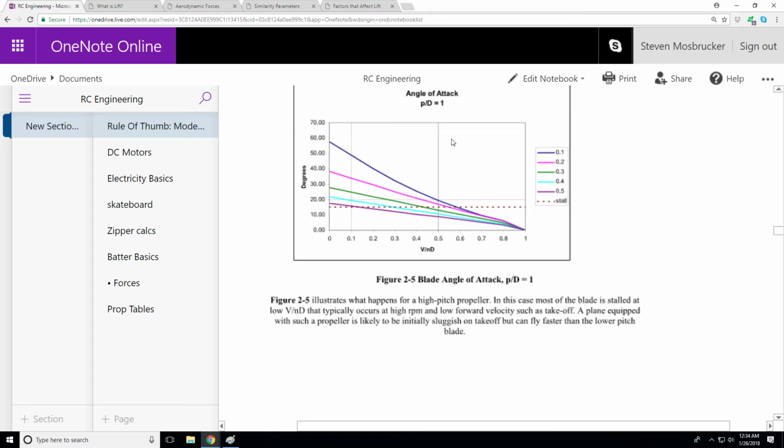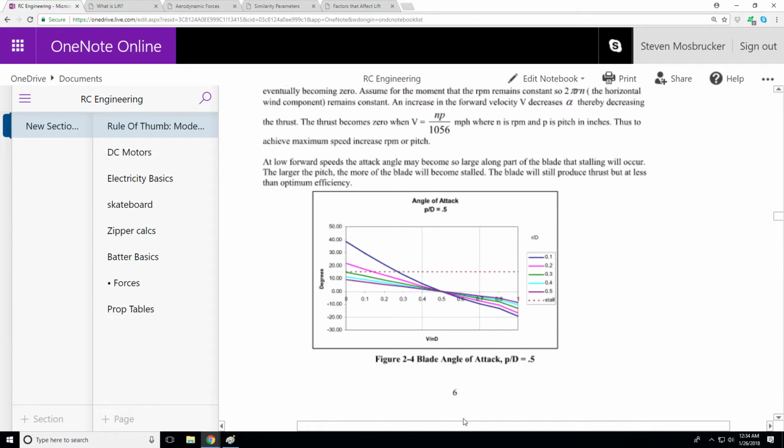Illustrates what happens for a high pitch propeller. In this case, most of the blade is stalled at low VND that typically occurs at high RPM and low forward velocities, such as takeoff. A plane equipped with such a propeller is likely to be initially sluggish on takeoff, but can fly faster than the lower pitch blade. So this is going to be your higher speed plane, and this is your lower speed plane. This is like your slow indoor flyers or slow outdoor flyers, aerobatic, like 3D planes are going to have this. This is the pitch is 0.5 over diameter.